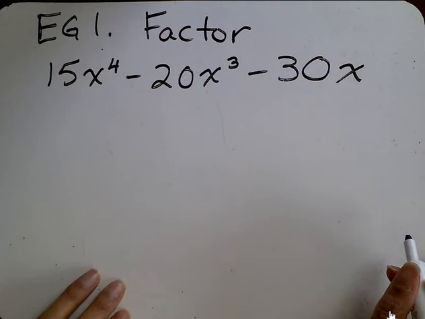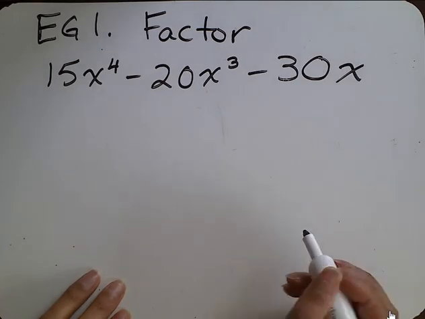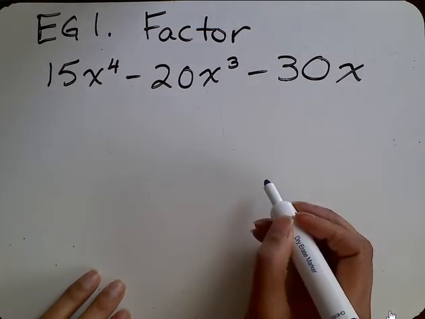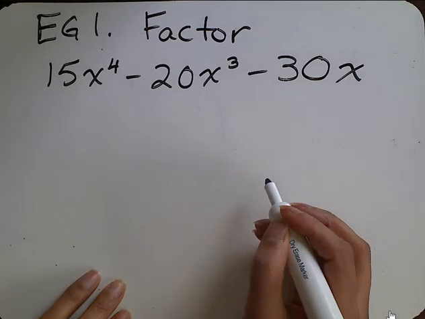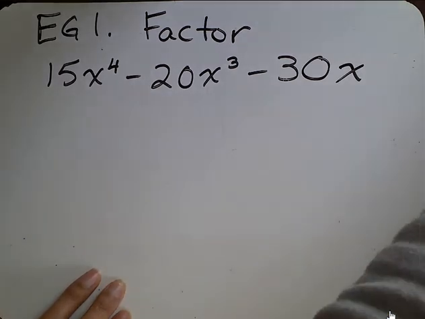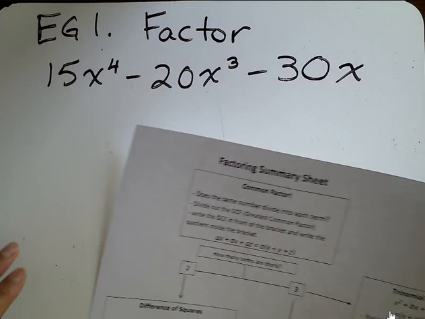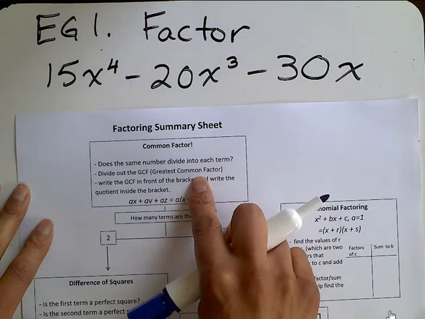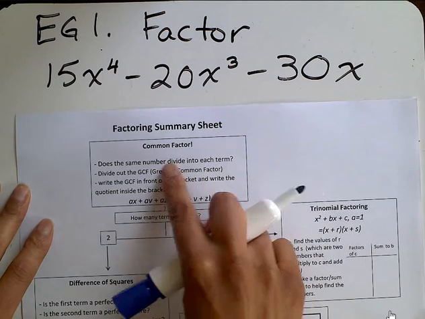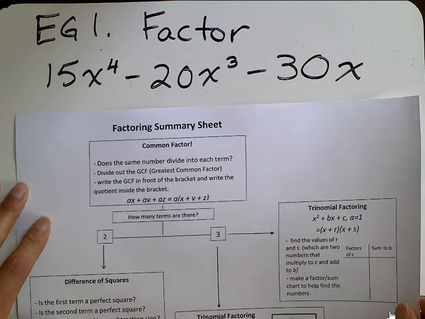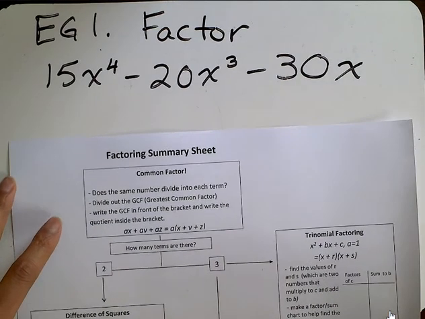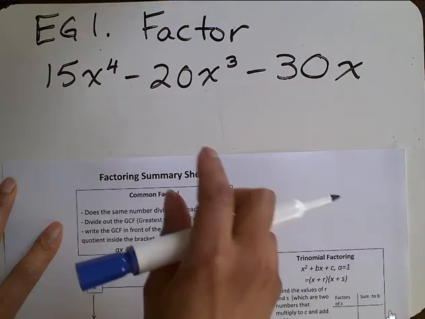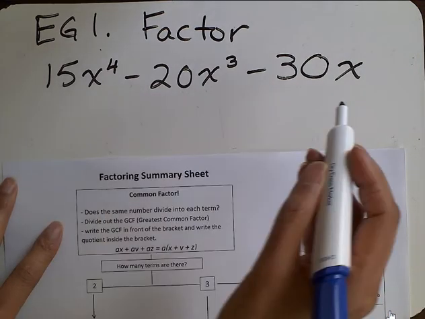So example 1, we want to factor 15x to the fourth minus 20x cubed minus 30x. So I really want to have my factoring chart in front of me, and I want to go through the thought process in the factoring chart. So step 1 is we common factor. We want to ask ourselves, does the same number divide into each term? Well, the answer is yes, we can common factor here because I can divide each of these terms by 5x.